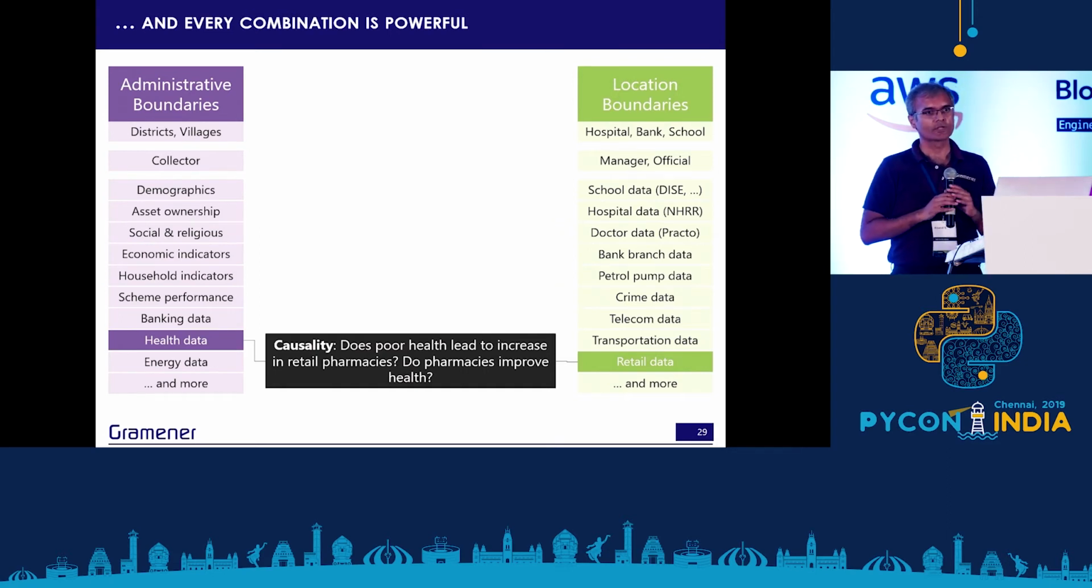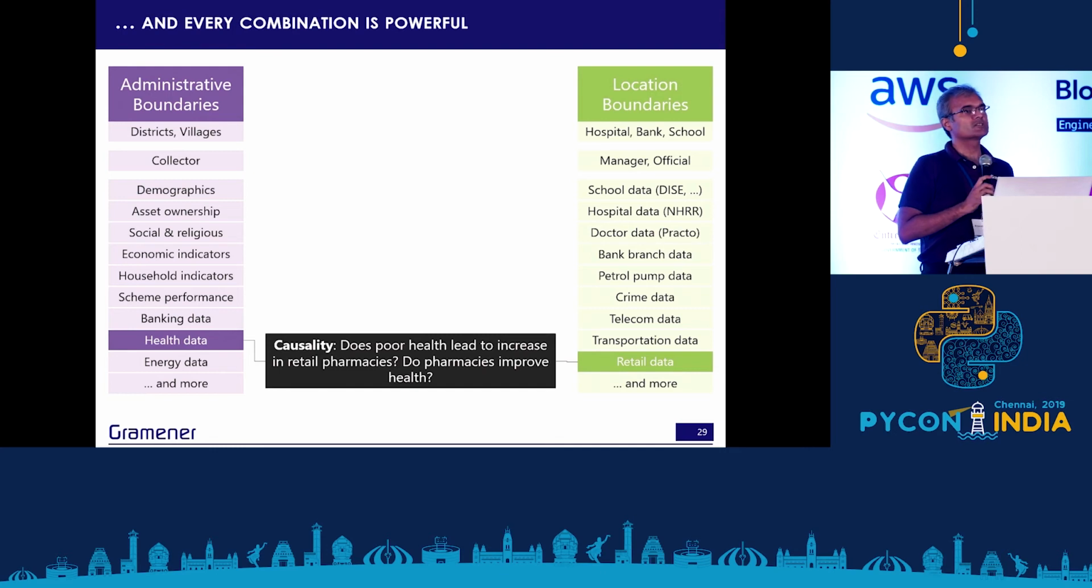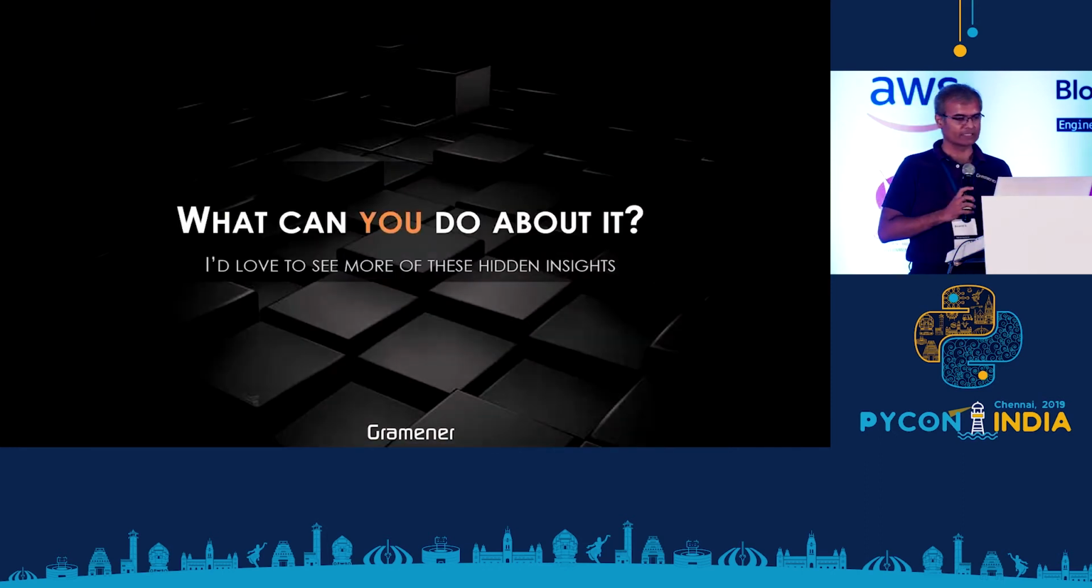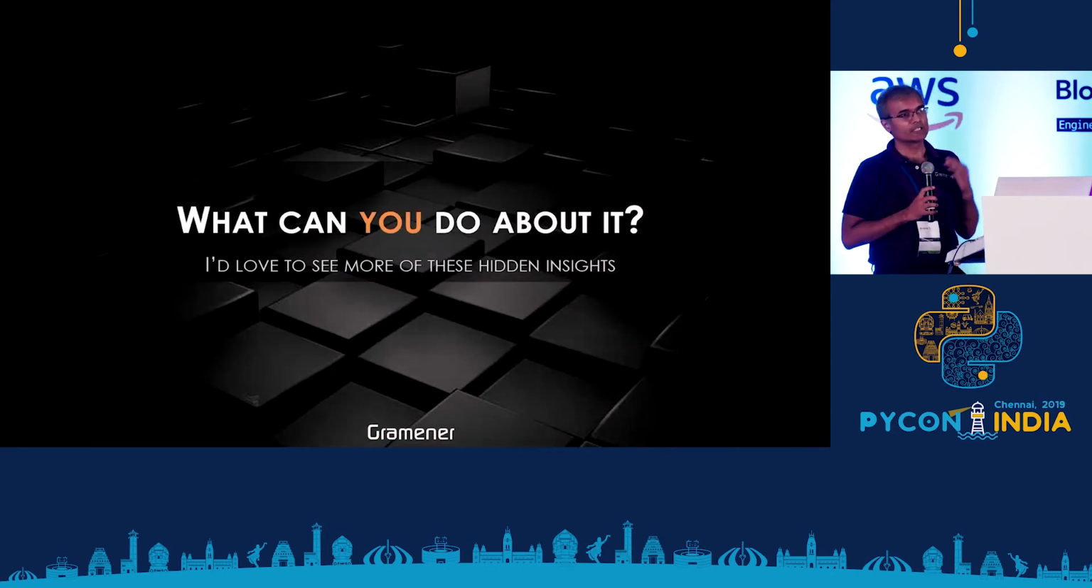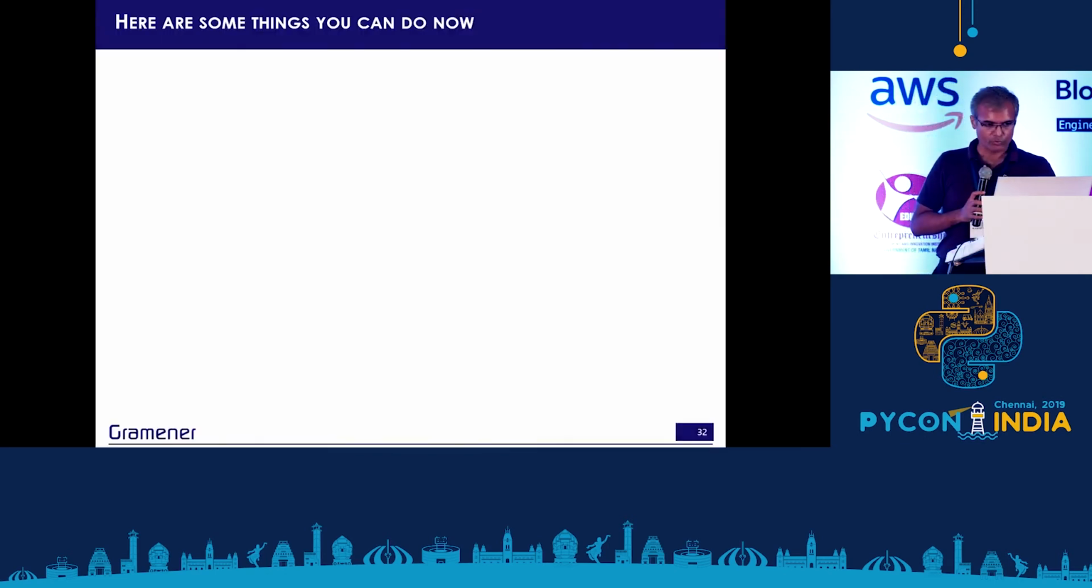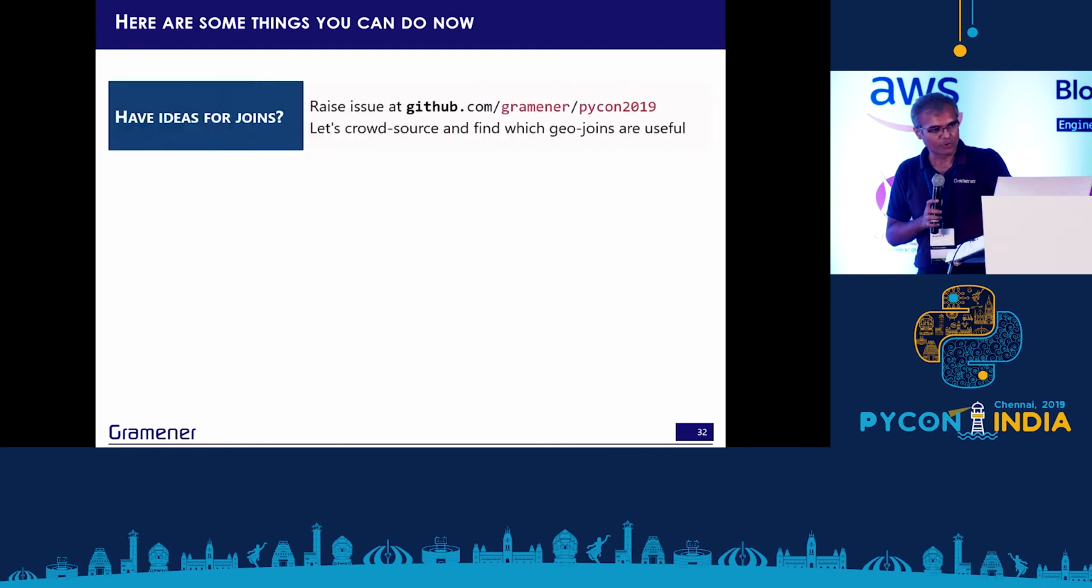Now, the reason these questions are trivial to ask but nearly impossible to solve today is that merging the data across different layers of maps is non-trivial, but both conceptually and technologically it is quite an easy exercise. So what can we do to solve problems like these? Well, personally, I'd love to see more of these hidden insights come out. But there are a few things that you can do literally right now.